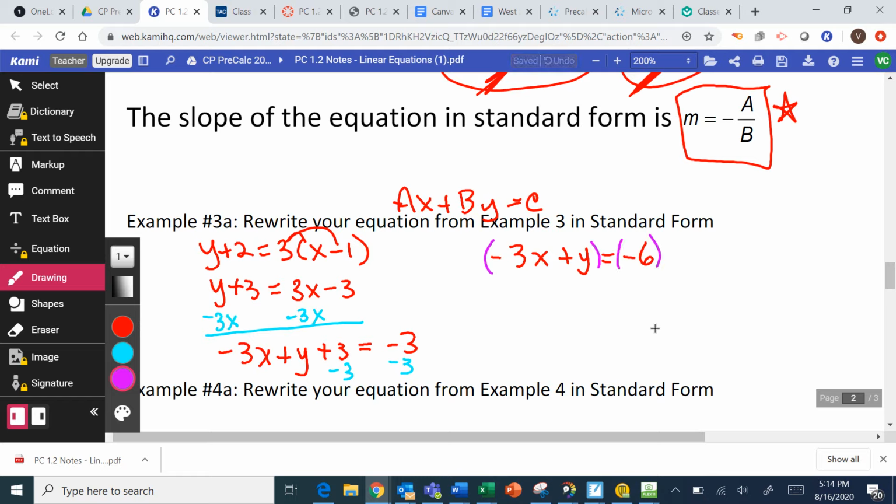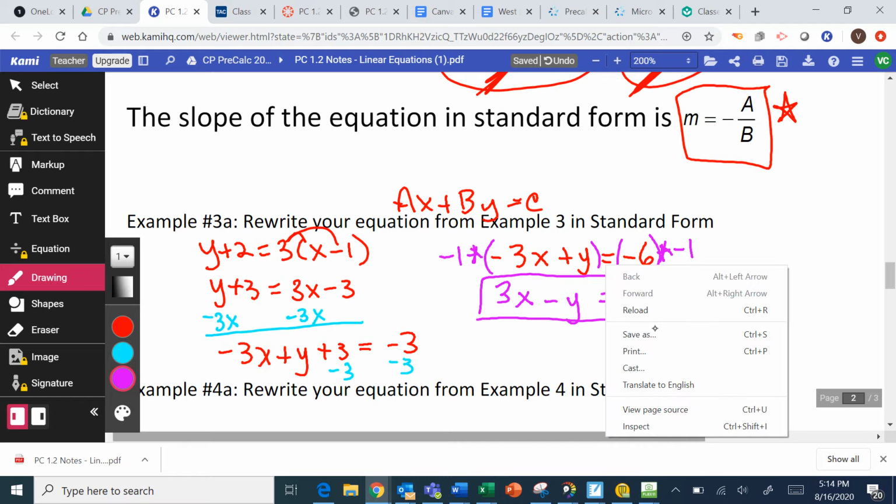So I'm just going to manipulate this equation because I know all these fun rules from previous math courses. I know that if I multiply or divide both sides by the same number, it doesn't change the value of the equation. It just changes the appearance. So now I have 3x minus y equals positive 6. So this is the answer in standard form. I just manipulated it by using properties of equality.